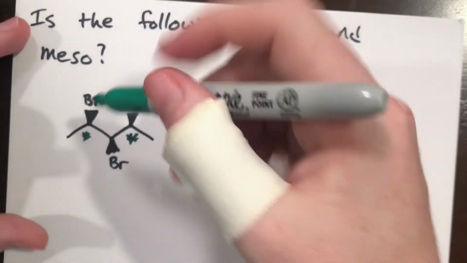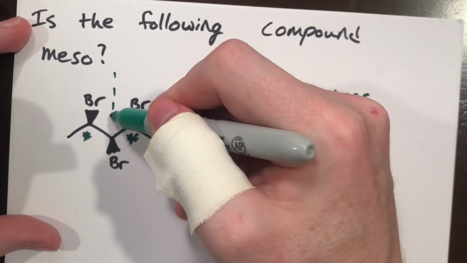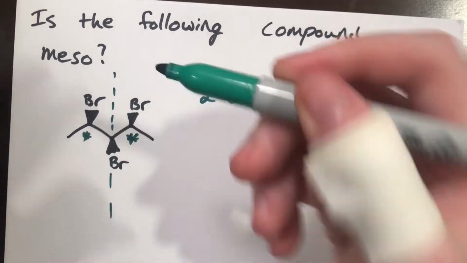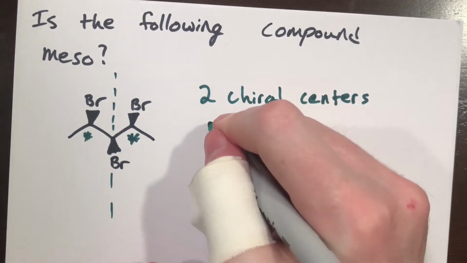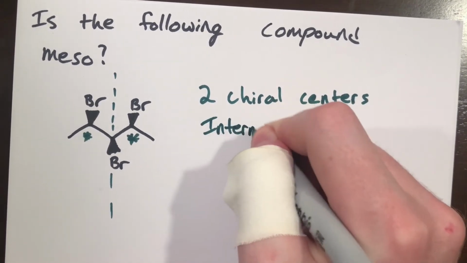Then second, is there an internal plane of symmetry? There is across this carbon. Either side of that is the same, so internal plane of symmetry is there.